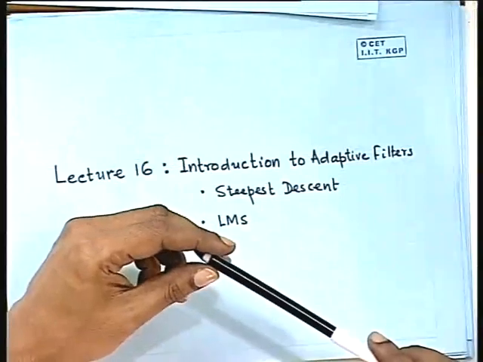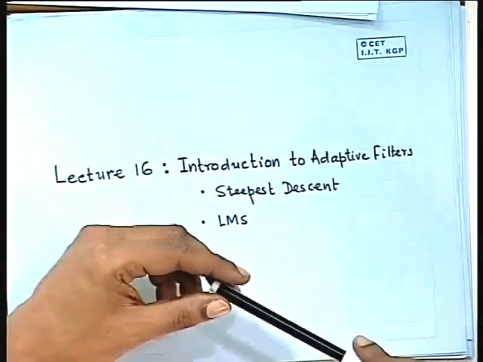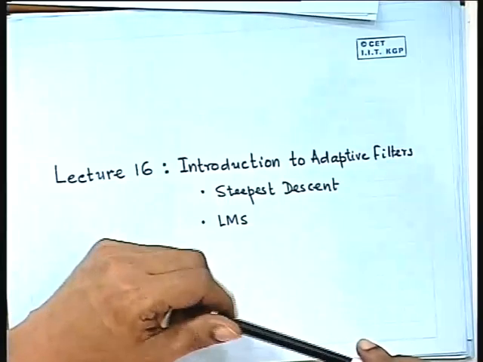Essentially what you try to do, as we have seen, is compute these ensemble average properties online from the data that you have available. And we looked at two different approaches. One is the steepest descent approach, and the other is the least mean square algorithm.